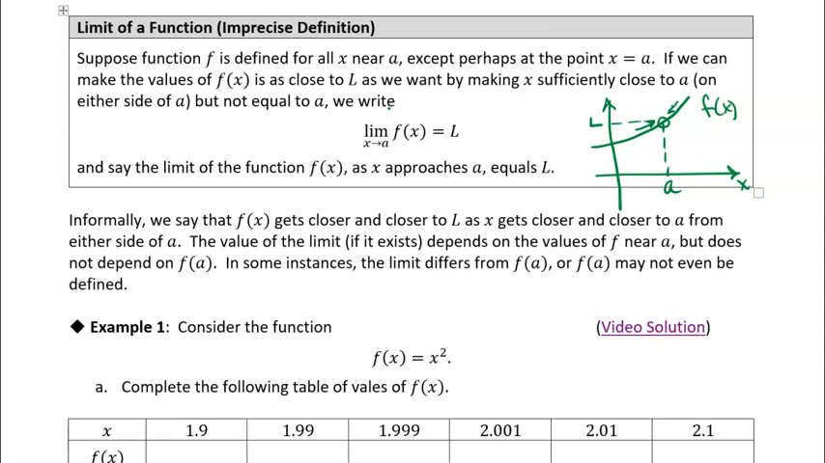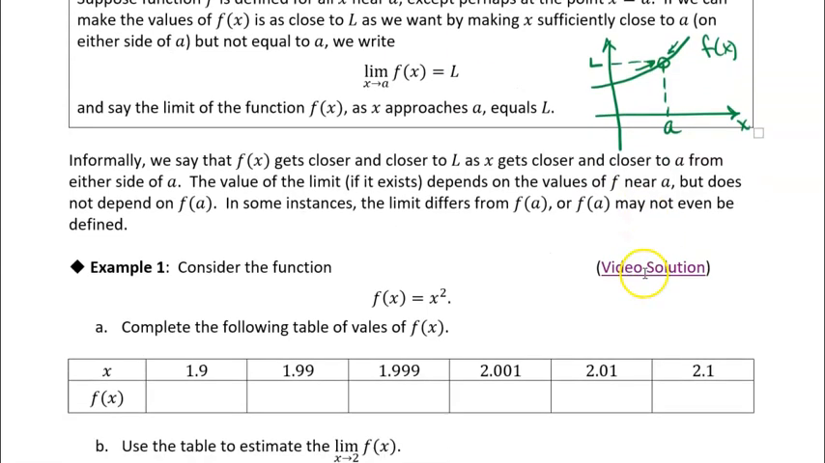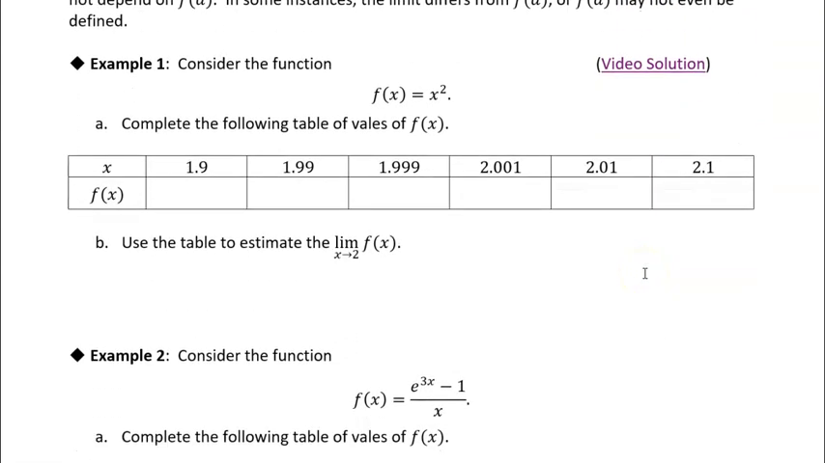Okay, so let's look at example one. Hopefully that'll make more sense. Example one, we have a function f of x equal to x squared. So you have a pretty good idea of what f of x looks like if I were to graph it. It's just a parabola with a vertex at 0. So the first task here is just to complete this table.